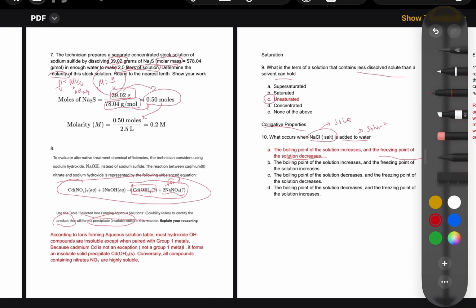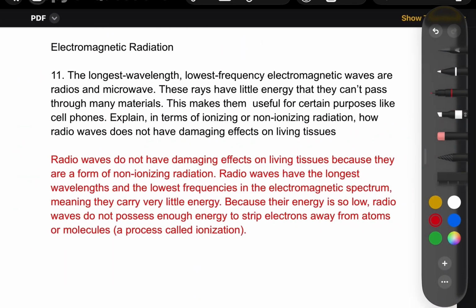Now, last but not least, the longest wavelength, lowest frequency electromagnetic waves are radio and microwaves. These rays have little energy and can't pass through many materials. This makes them useful for certain purposes like cell phones. The question explains, in terms of ionizing or non-ionizing radiation, how radio waves do not have damaging effects on living tissues. Well, if you look at the electromagnetic spectrum, radio waves actually have the lowest frequency and also the longest wavelength.